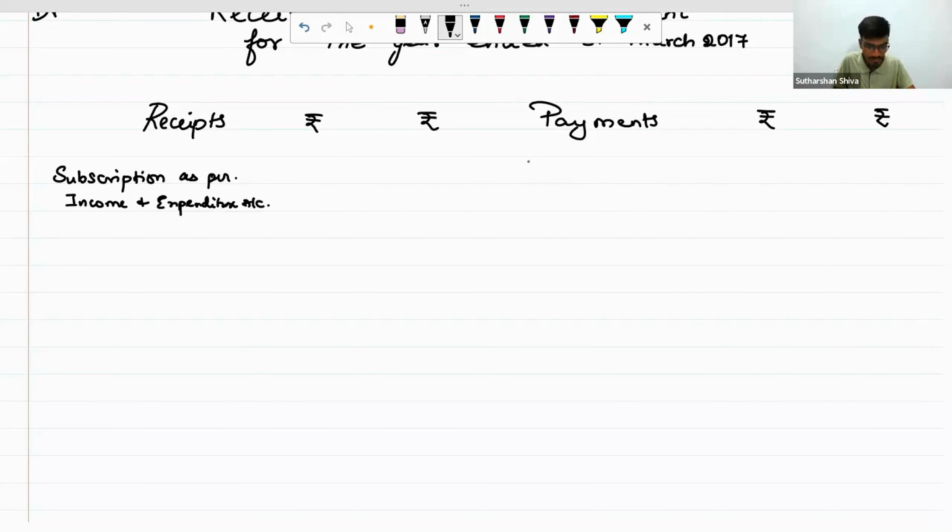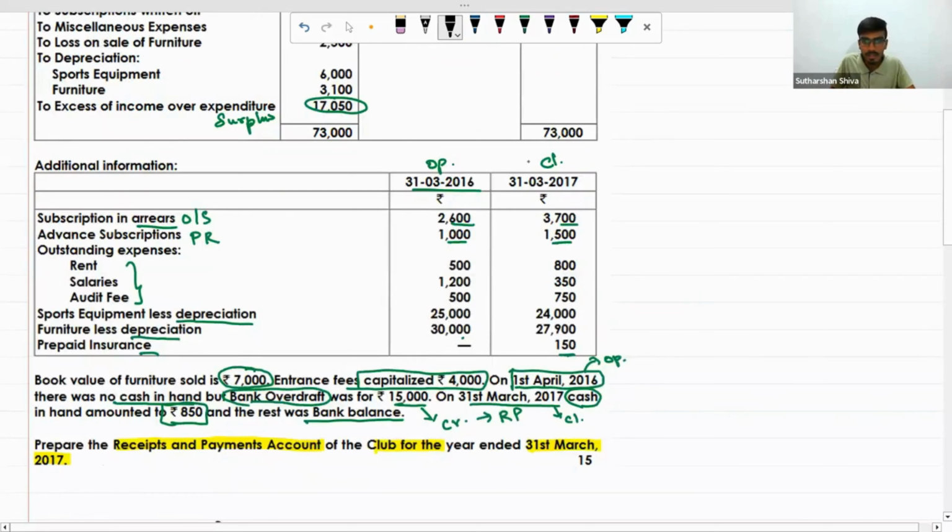What is the value they have given? 68,000 they have given. Now we are going on a reversal order. This is going to be your opening outstanding. This is going to be a closing outstanding. This is going to be opening pre-receive. This is going to be closing pre-receive.